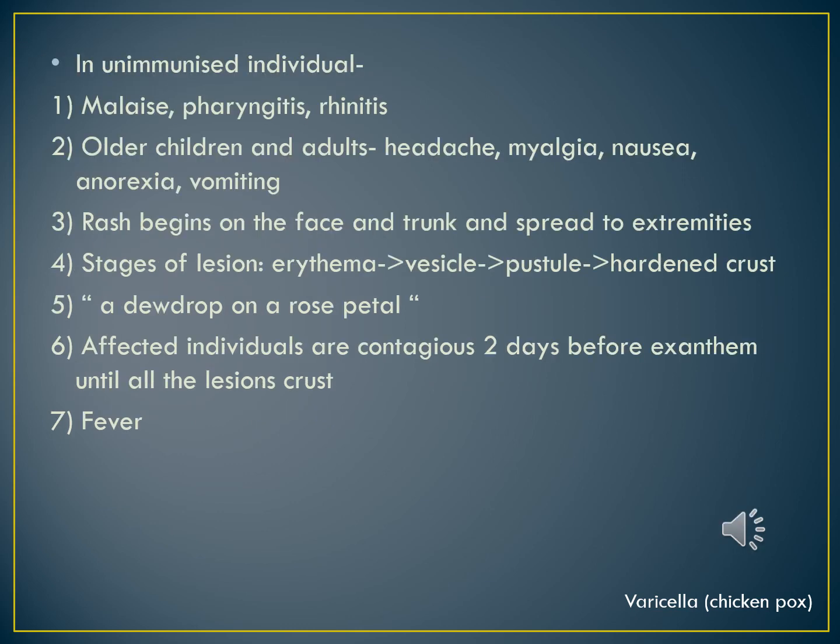In unimmunized individuals, there will be malaise, pharyngitis, rhinitis, and in older children and adults, additional symptoms such as headache, myalgia, nausea, anorexia, and vomiting. The rash begins on the face and the trunk and spreads to the extremities. The stages of lesions begin with erythema, vesicles, pustule, and hardened crust, and each vesicle is surrounded by a zone of erythema and has been described as a dewdrop on a rose petal.